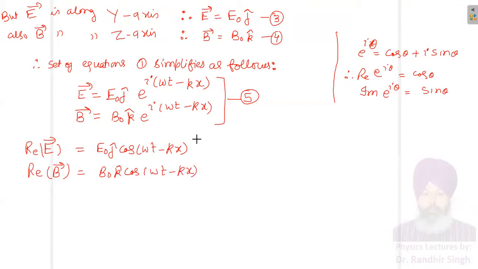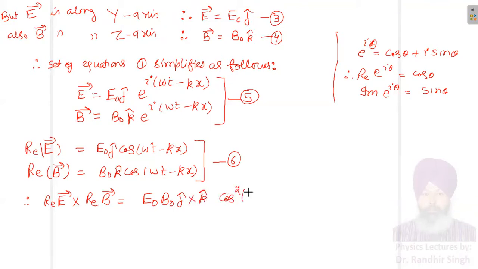So this will be the real values of E and B vector. Let us now find the cross product of the real part of E with the real part of B. So the real part of E vector crossed with the real part of B vector will become E0 B0, J vector cross K vector, and it will be cos square omega t minus kx.